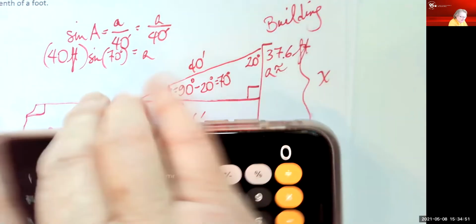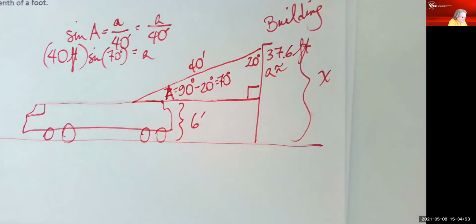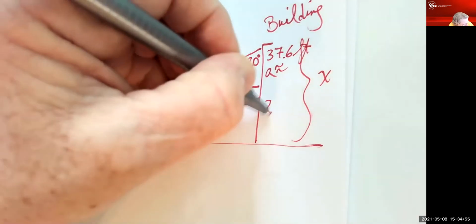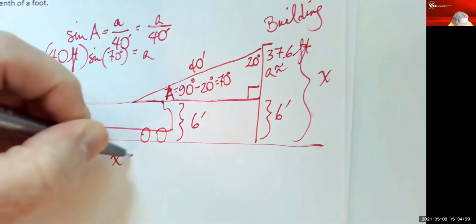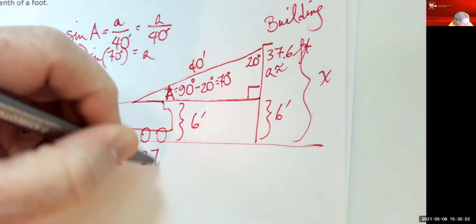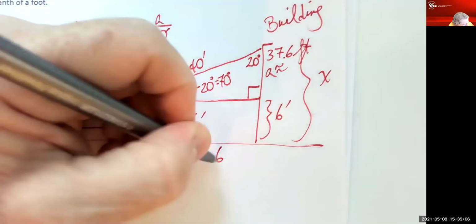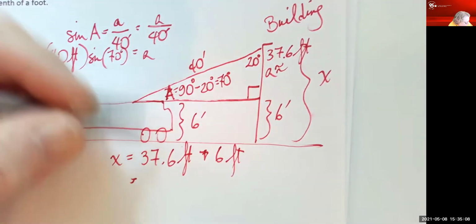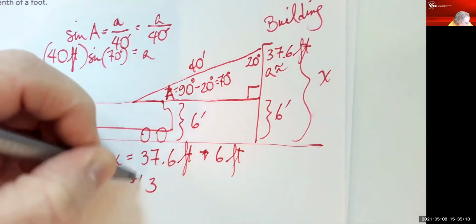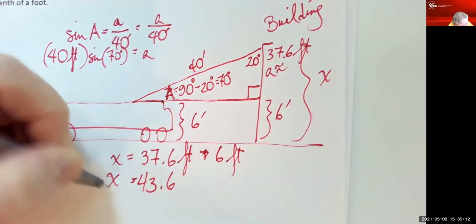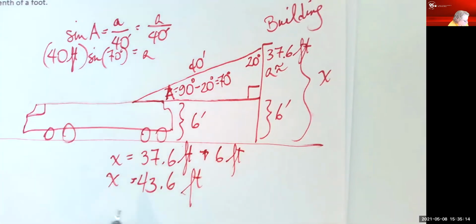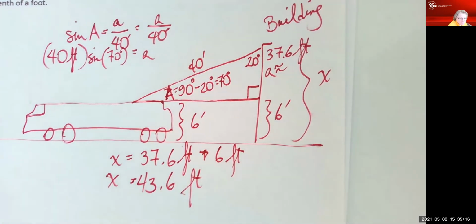How high is the ladder with respect to the ground? Yes, to find X, we need to add 6 feet. So X equals 37.6 feet plus 6 feet. 7 and 6 are 13. So I get that X is approximately 43.6 feet.